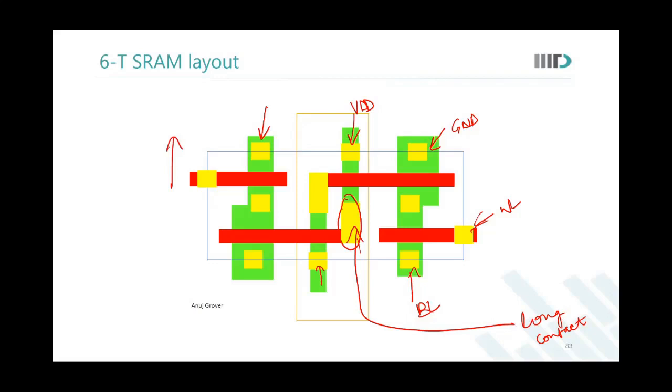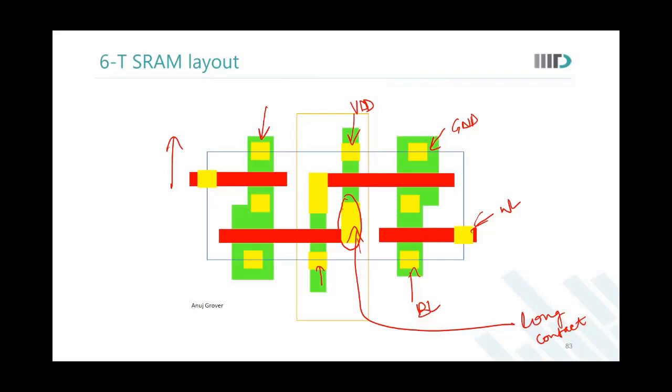These long contacts are used only inside the SRAM cells, not even anywhere else in the SRAM, only in the SRAM cells. Why do you think only in the SRAM cells they allow this and nowhere else? Sir, because of symmetry. Symmetry, because I want to make my sense amplifiers also symmetrical. Many analog circuits I can make symmetrical, so I can keep them compact. Yeah, so I would want to make my analog circuits also compact.